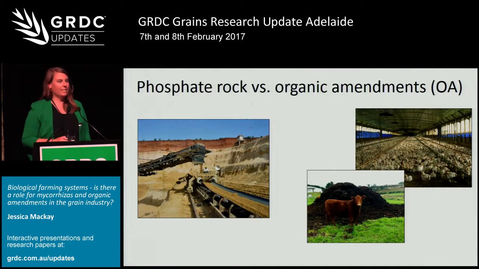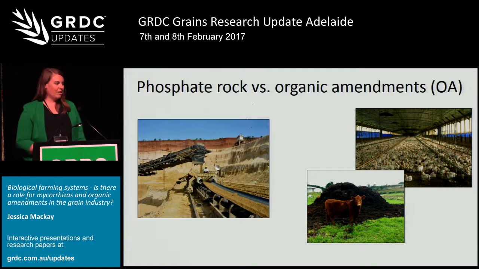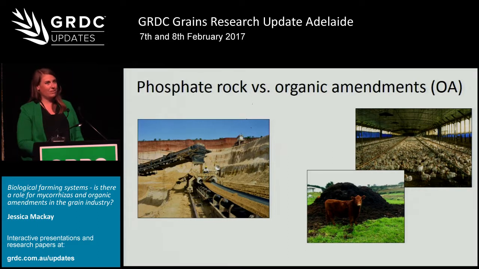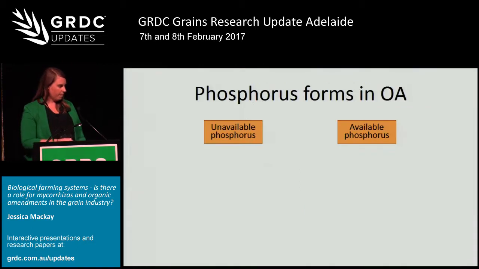So before I present my data, first I would like to give you some background. Most phosphorus fertilisers are made from phosphate rock, which is a finite resource, and therefore alternative sources of phosphorus are becoming increasingly important. On the other hand, our waste, such as livestock manure and compost, contains a lot of phosphorus and therefore could potentially be used as phosphorus fertilisers. These materials are commonly referred to as organic amendments.